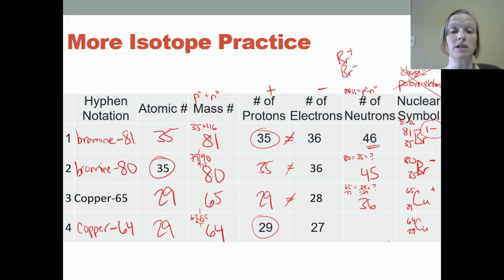The number of neutrons is going to come out. I'm going to need to use the mass number to figure that out. 64, which is my mass number, is the protons, 29, plus my neutrons, which I'm trying to figure out. And if I subtract 29 from both sides of the equation, I get 35 as my number of neutrons.